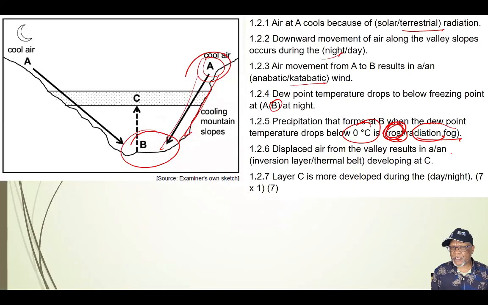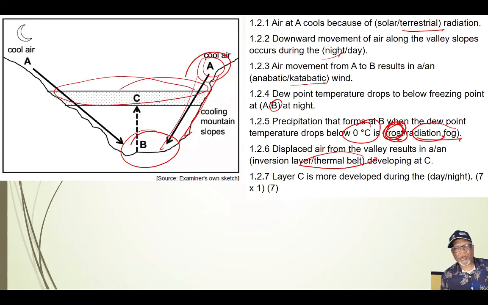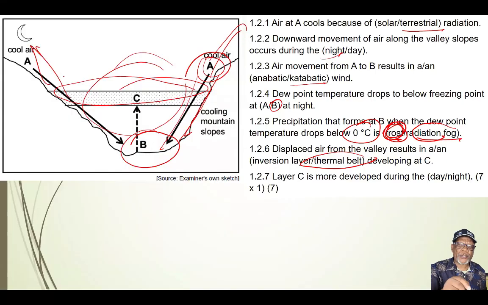Displaced air from the valley results in an inversion layer or thermal belt. This is going to result in thermal belt. Is layer C more developed during the day or during the night? Layer C is more developed during the night, not during the day, because during the day, the entire valley has warmer air, and the air is still moving up during the day. There is no accumulation of cold air there during the day.